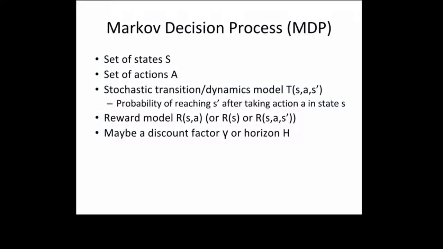So now we're going to do Reinforcement Learning 101. This is basically the summary I'm going to cover. We're going to start off with what a Markov decision process is. A Markov decision process is a stochastic decision-making process where an agent gets to make a series of decisions. They're defined as a tuple, where we have a set of states S, a set of actions A, a stochastic transition or dynamics model, which reflects the probability of reaching another state S prime after taking action A in state S, a reward model, which can either be defined as a function of states and actions, or states, actions, and next states, and maybe a discount factor gamma or horizon H.